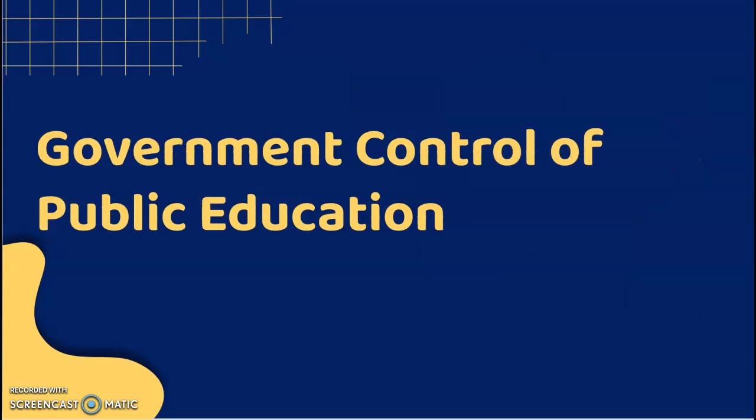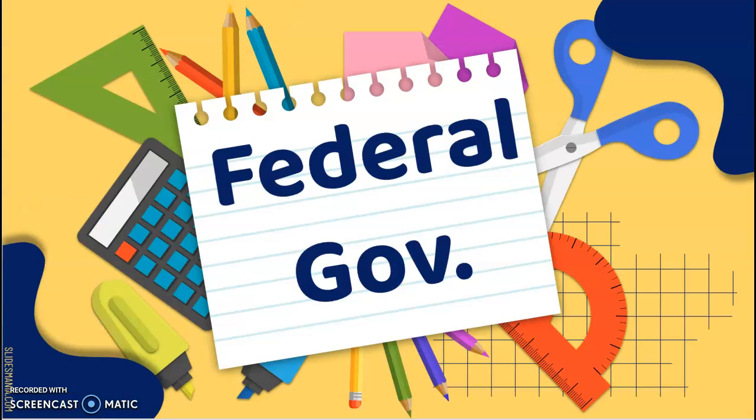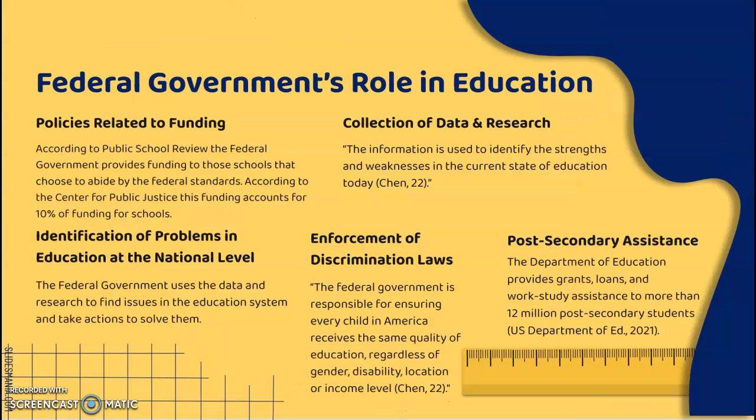So to start off with the different levels of government control of public education, we have the 3 levels. We have the federal government at the top, state government, and then local government. And as I'll explain to you, the control and powers vary as you go through the different levels. So let's start with the federal government.